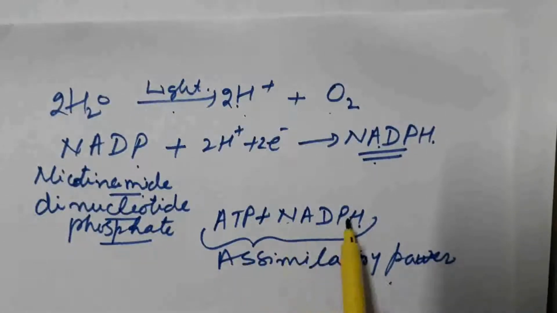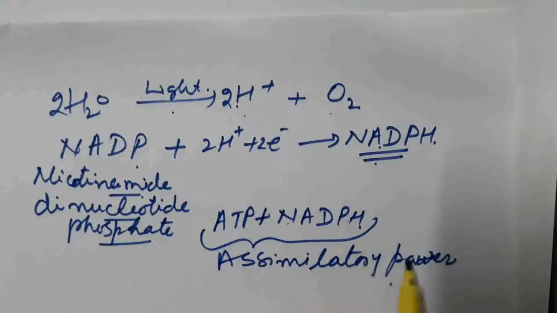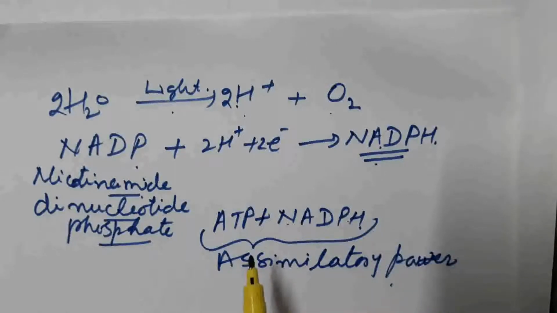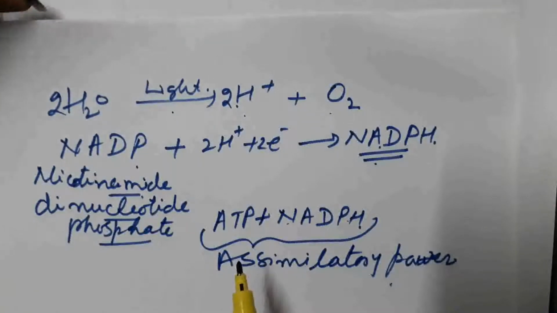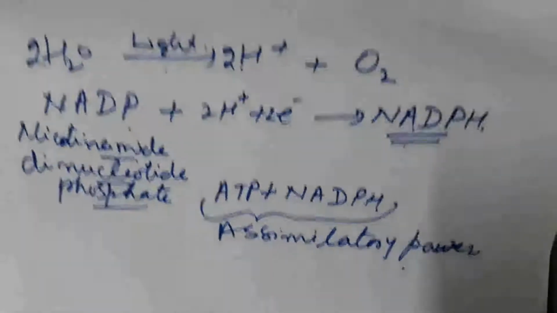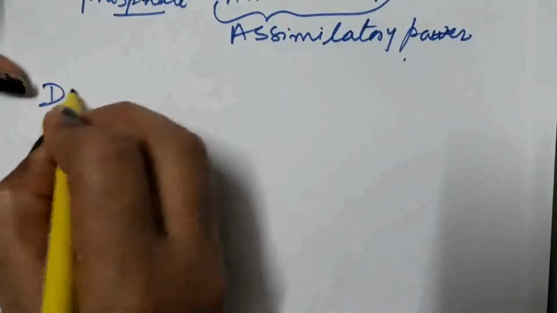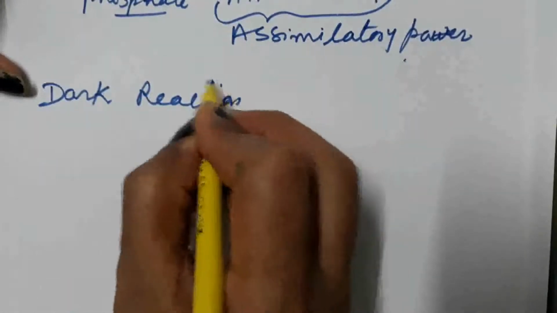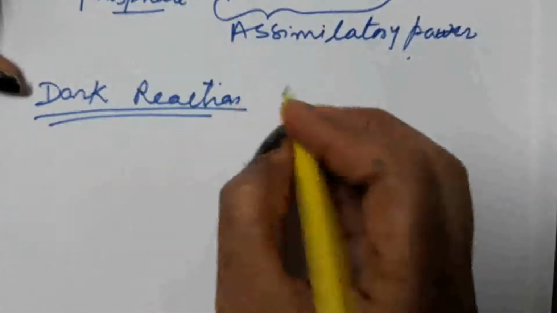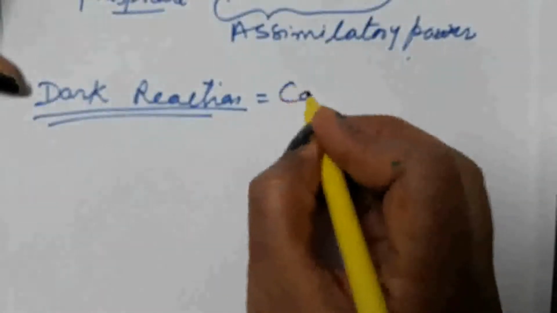ATP and NADPH are the assimilatory power produced in light reaction, but they are utilized in the dark reaction. So dark reaction is not independent of light. The products produced in the light reaction are utilized in the dark reaction. How does the dark reaction take place? We also call it the Calvin cycle.